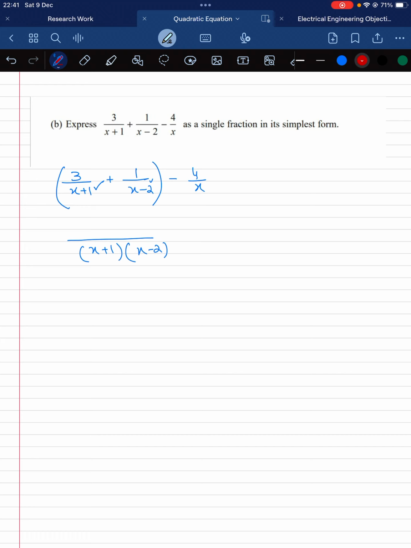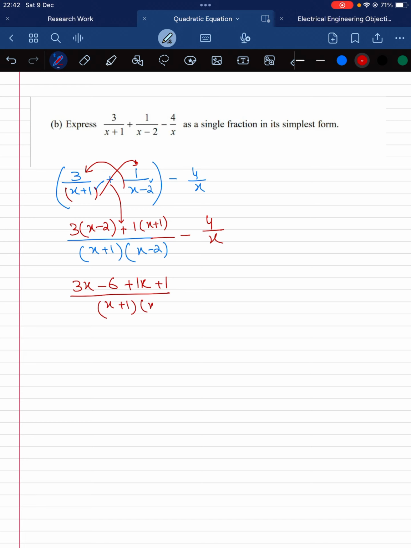Now we have already learned that this term will multiply with this number, so 3 into x minus 2, and the inner sign positive, and then 1 this term x plus 1 will multiply with this number, 1 into x plus 1, okay, minus 4 over x. This term will remain the same as it is. Now you can multiply 3 inside the bracket, so 3x minus 6 plus 1x plus 1 over (x plus 1)(x minus 2), minus 4 over x, same as it is. Now we can add or subtract.